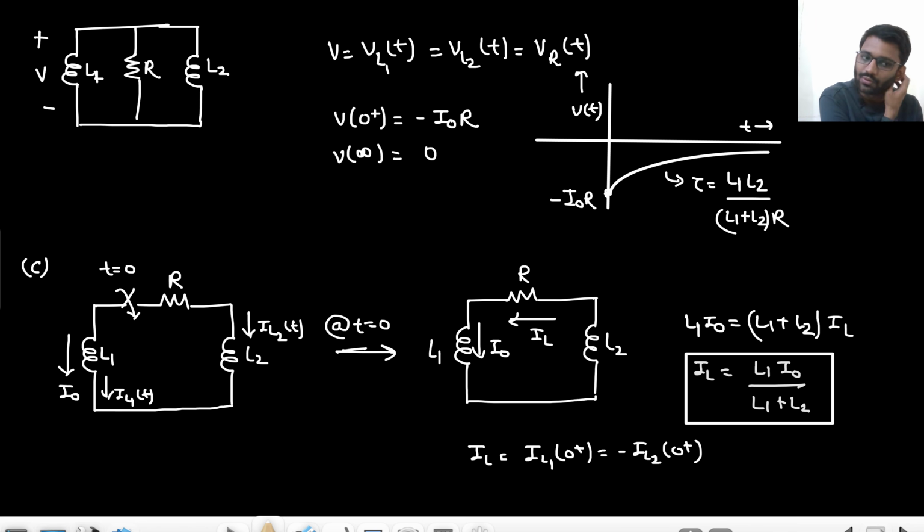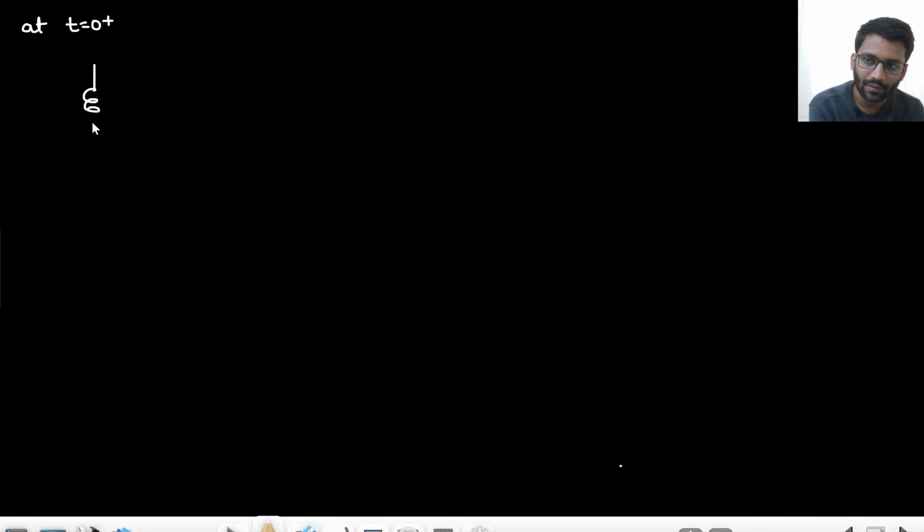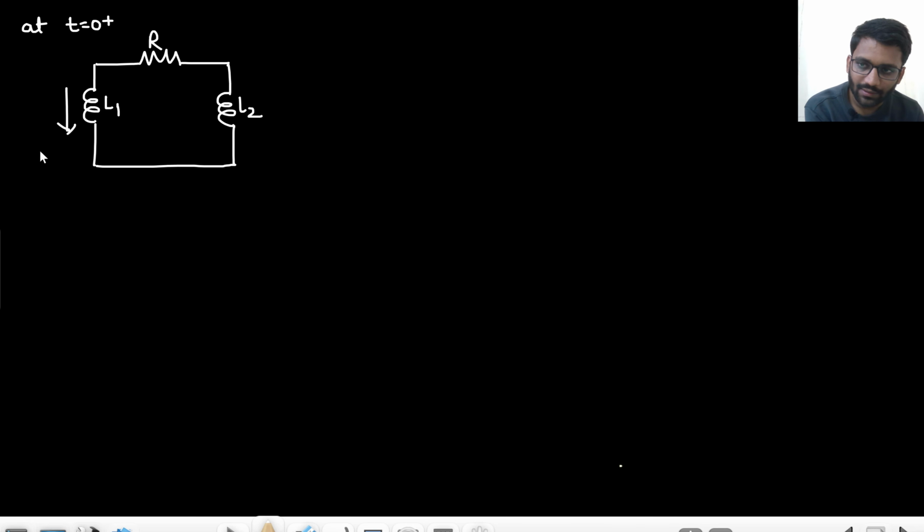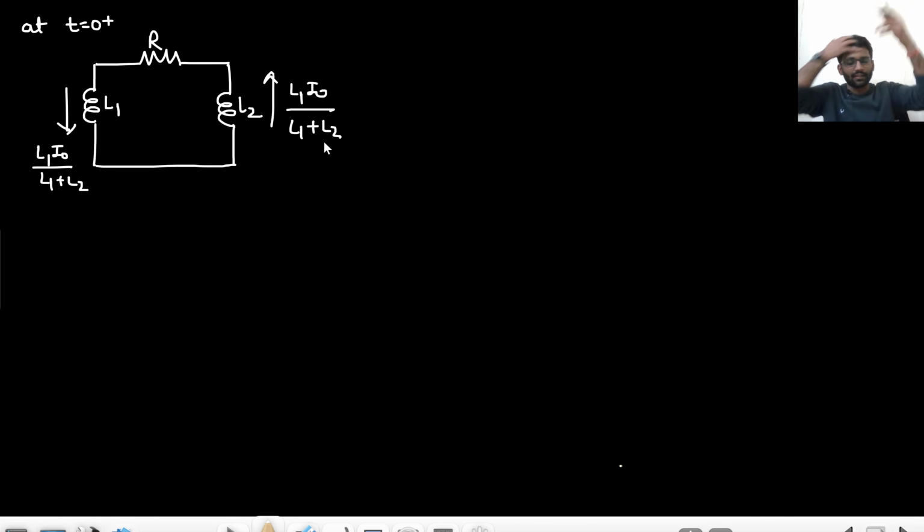So now at t equals 0 plus, this was at t equals 0. Did I write t equals 0 plus? Yeah, t equals 0. So at t equals 0 plus, what is happening? This is L1, this is L2, this is resistance R. This is having current L1 I naught upon L1 plus L2, right? Suddenly from I naught it is decaying to L1 I naught upon L1 plus L2. And in this, the current is increasing from 0 to L1 I naught upon L1 plus L2.